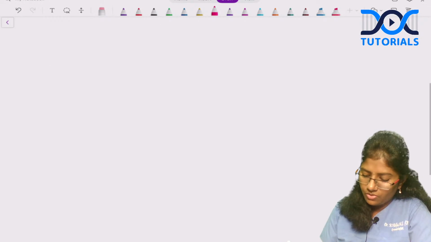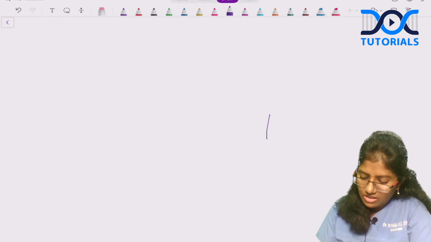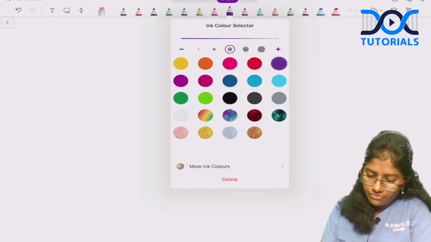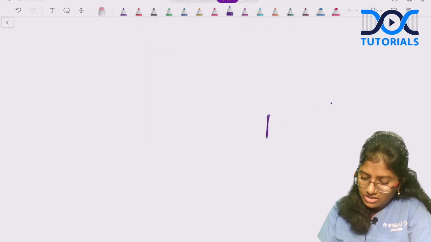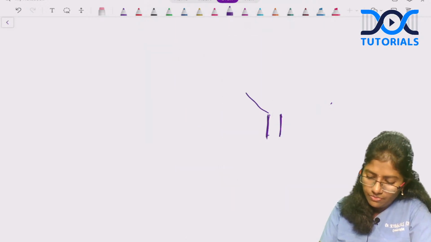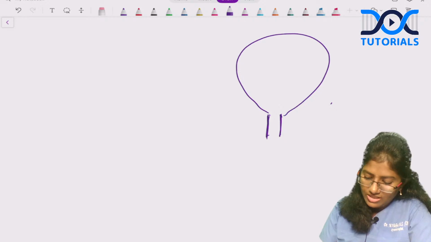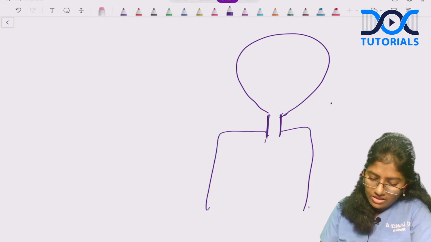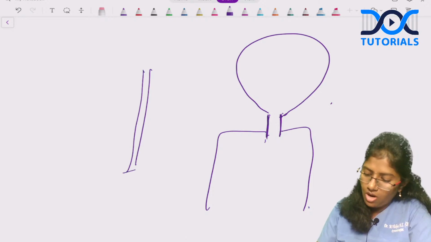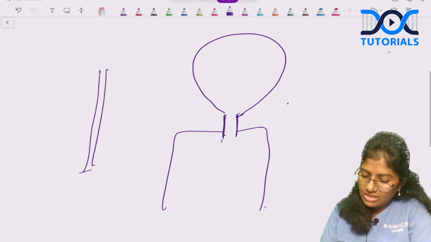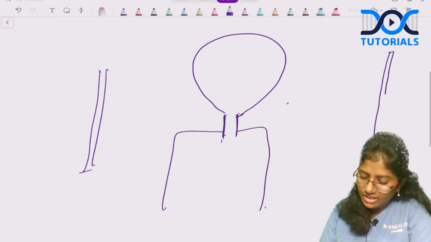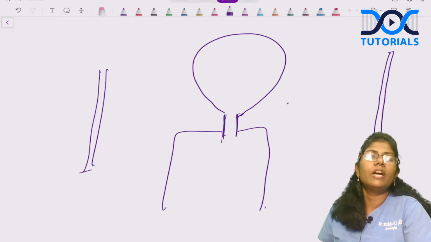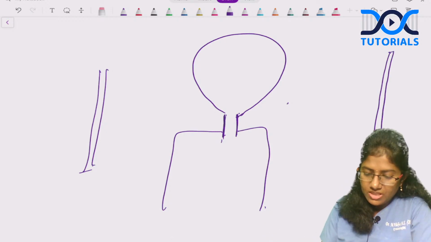diagram or the picture. Now let's say this is the cervix, and let's say this is the uterus. Now let's say this is the vagina, and say this is the lateral pelvic wall. Lateral pelvic wall means the iliac bone. Let's say this is the iliac bone. Now I want you to draw 2 circles here.